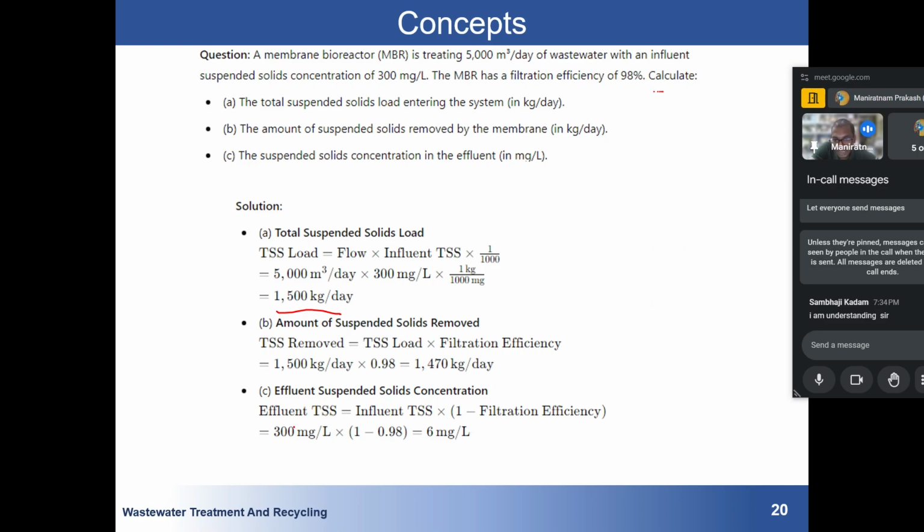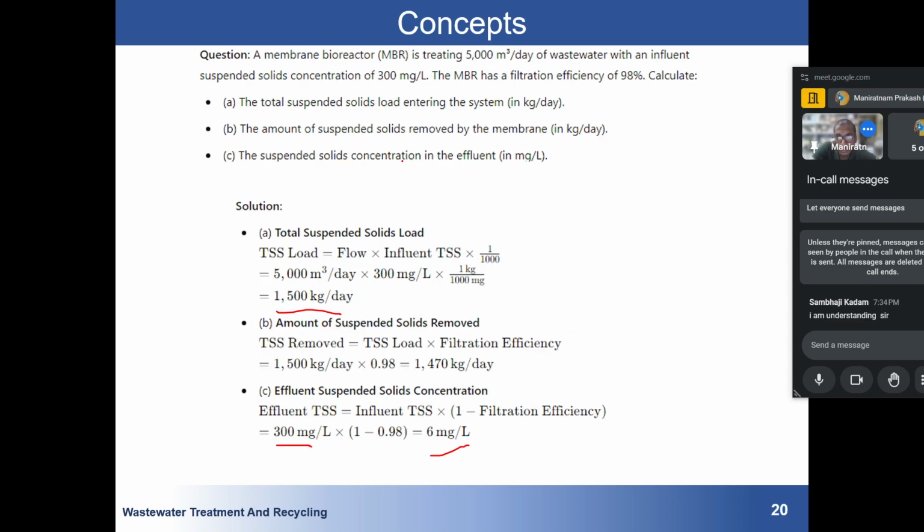And initially the water which was going into the system has a total suspended solid concentration of 300 milligram per liter, and finally, the water which is coming out has only TSS of 6 milligram per liter, which means you can just imagine how much suspended solid it has removed just because of presence of membrane.